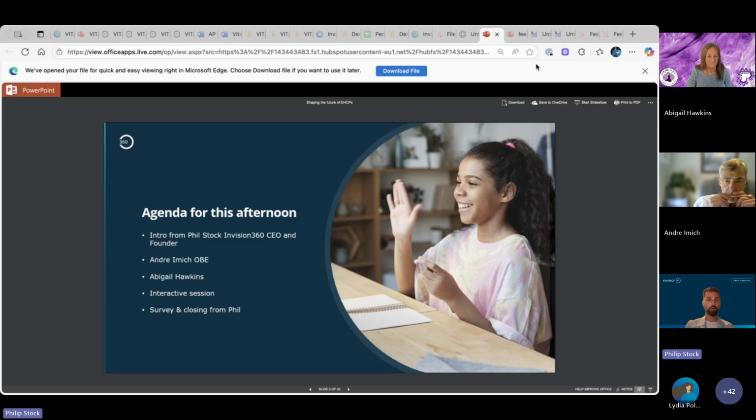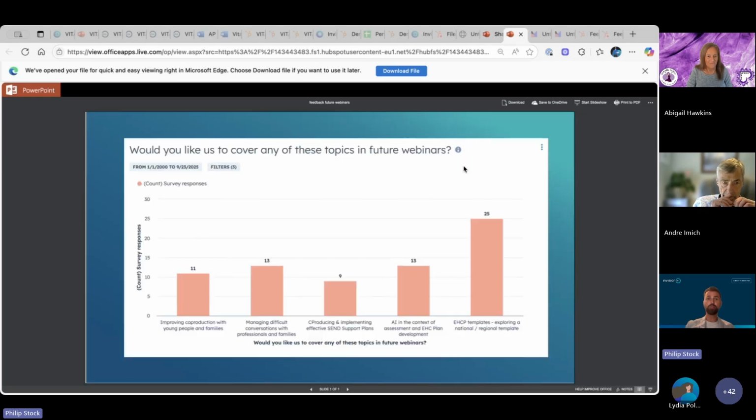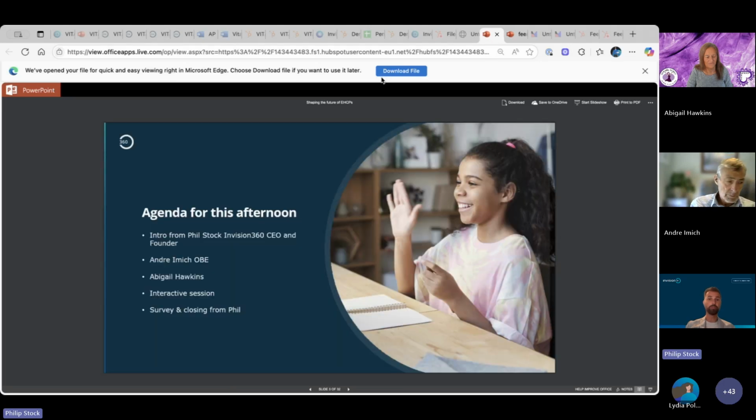Why did we focus on EHCP templates and the potential benefits of regional and national? Following the last session, hopefully, Lydia, give me a thumbs up if you can see the feedback graph on screen. We gave a range of options and asked what you would like to focus on in this webinar, and it was quite clear that the EHCP template was an agenda item that people wanted to hear more about. It was clearly our front runner. So we planned a session today that hopefully everybody will find super helpful and super informative. Without further ado, I'm going to try and make that slide bigger.